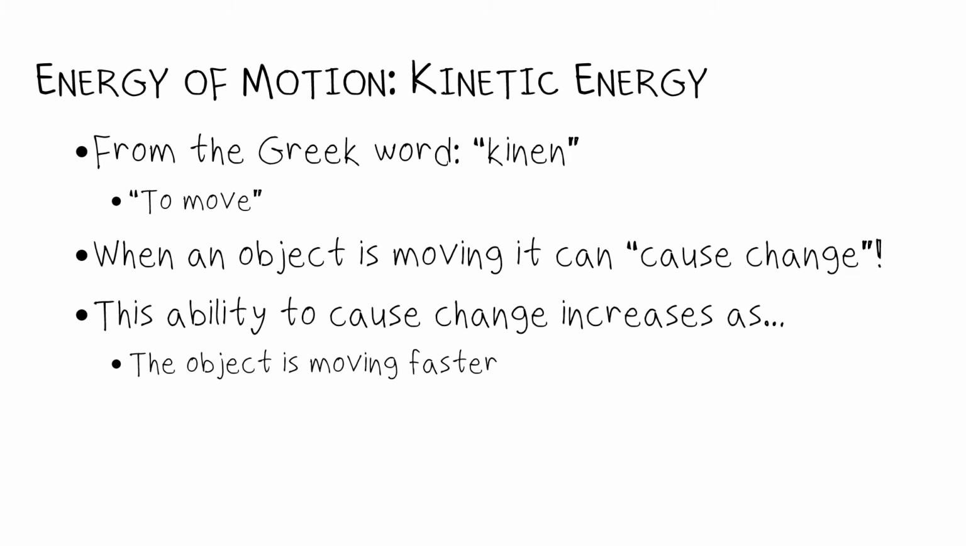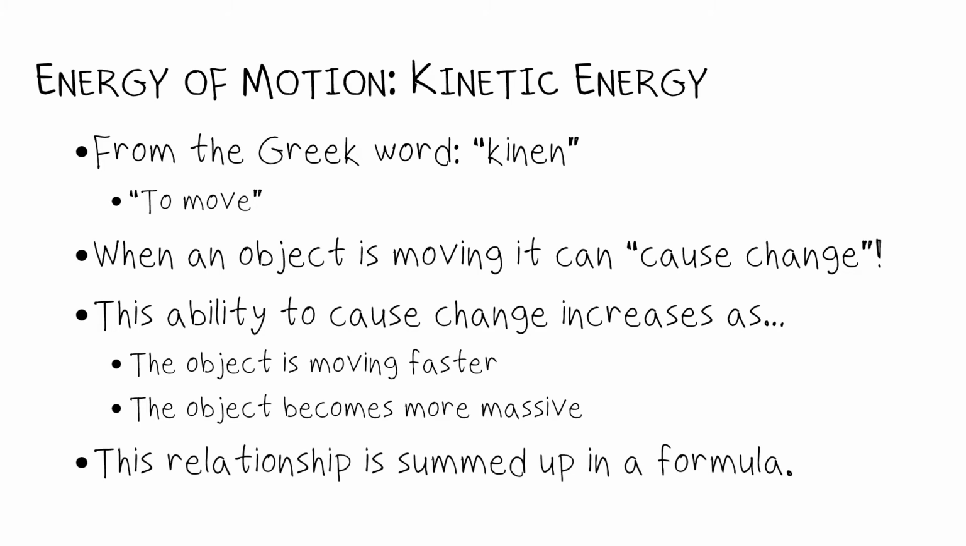If I ram something into another object with more speed, even if it's the same object, I can cause it to change more. And also, if that object is more massive as it is moving, it has more ability to cause change. If you have a second grader on a skateboard and they slam into you, their ability to cause change to you is going to be much less than if it was a studio wrestler on the same skateboard at the same speed slamming into you. So mass is an important idea. And we can look at those relationships through a formula and start to see the details about how they each factor into that total.